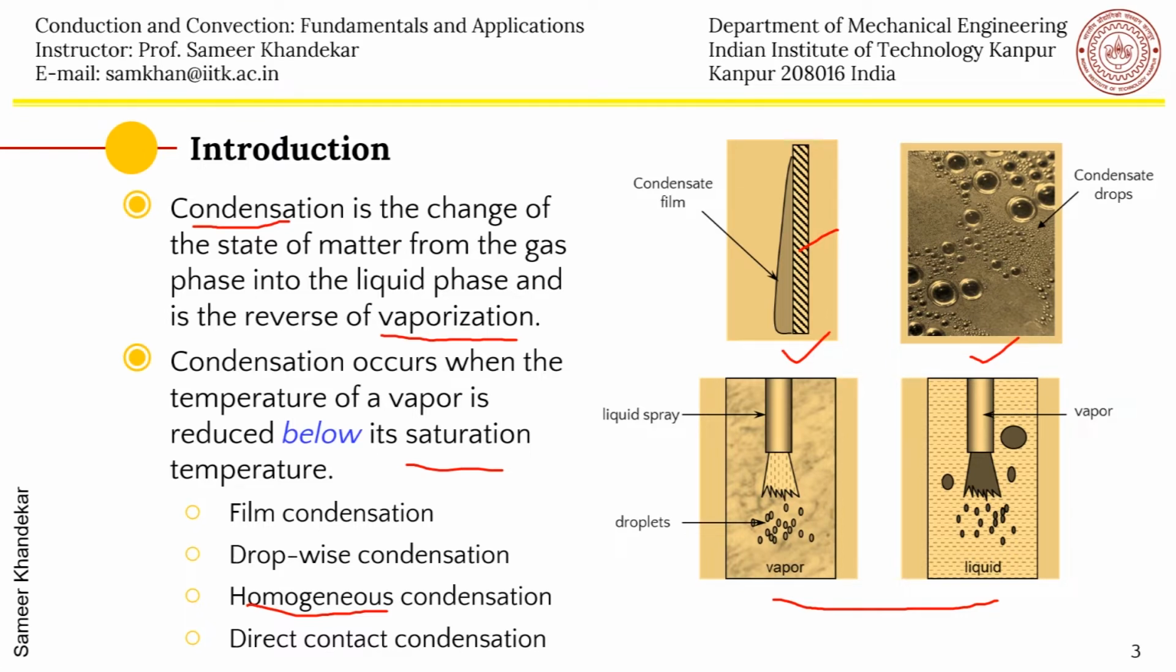There is also direct contact condensation, which can take place when, for example, a liquid is sprayed in a vapor medium. In this case, the vapor will condense when it comes in contact with this colder liquid. Or the other way around, when a vapor is ejected from a pipe inside a liquid, then also condensation of the vapor will take place. But we are not going to study this. We are going to focus our attention on condensate films in the film-wise mode and condensate droplets in the drop-wise mode of condensation.